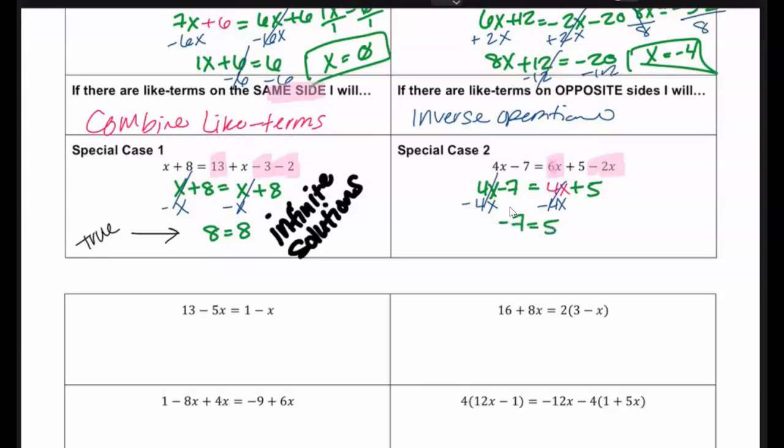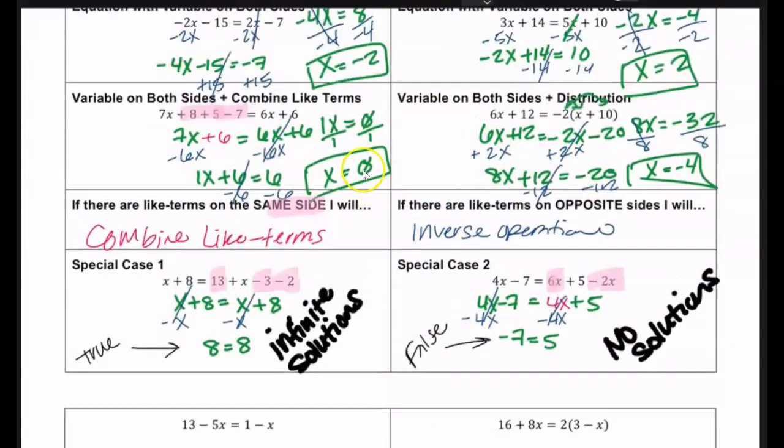Cancel that again, but this time, this is not a true statement. Negative 7 does not equal 5. So this time, I have a false statement. If you have a false statement, there are no solutions. No matter what you put in for x, it will never give you a true statement.